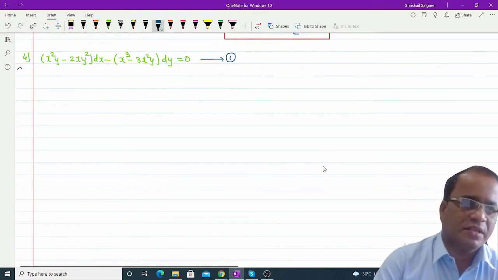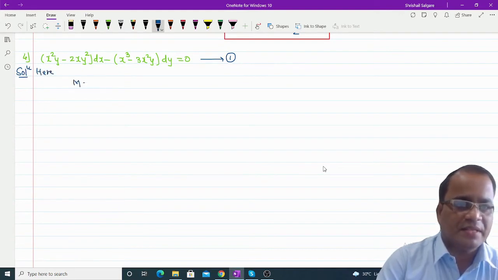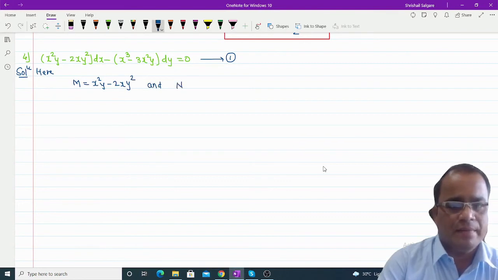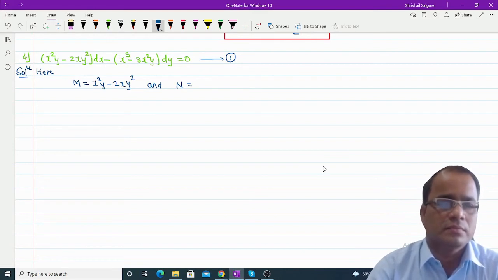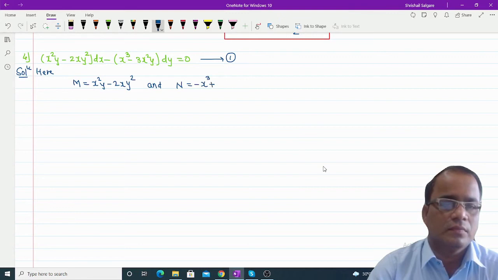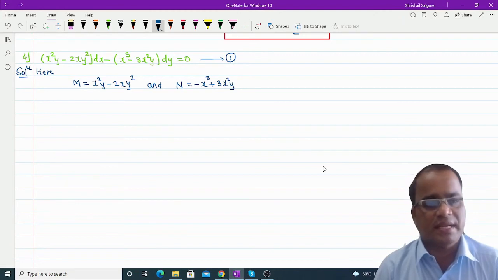Suppose if you compare this equation with m dx plus n dy, then here the value of m is given by x square y minus 2x y square. And what is the value of n? Manjit, what is the value of n? Okay, it is minus x cube plus 3x square y.